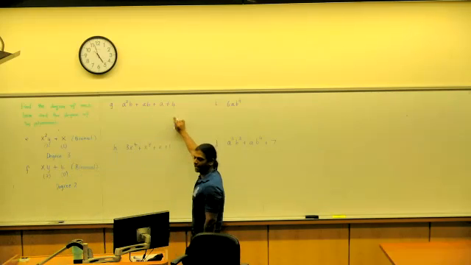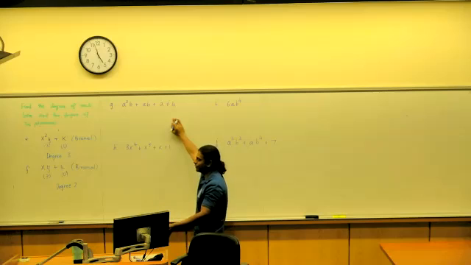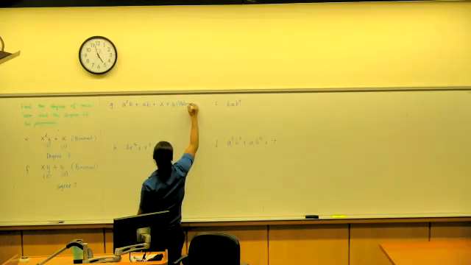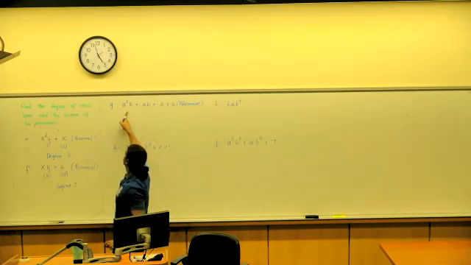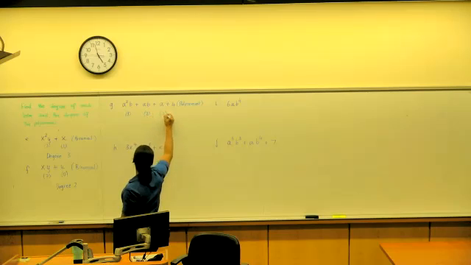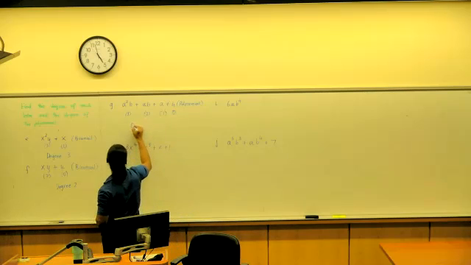How many terms do we have? 4. Is that a binomial, trinomial, polynomial? The polynomial. What is the degree of the first term? 3. Second term? 2. 1, 0. Maximum of the 4 degrees would be the degree of the polynomial. So degree here is 3.